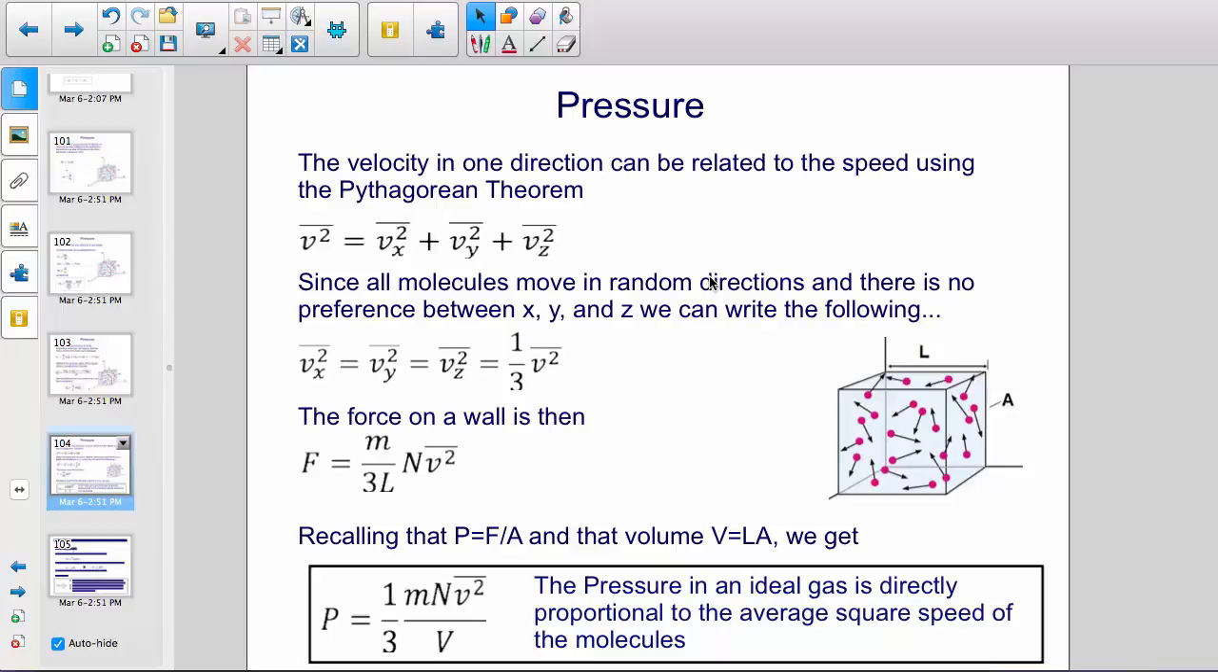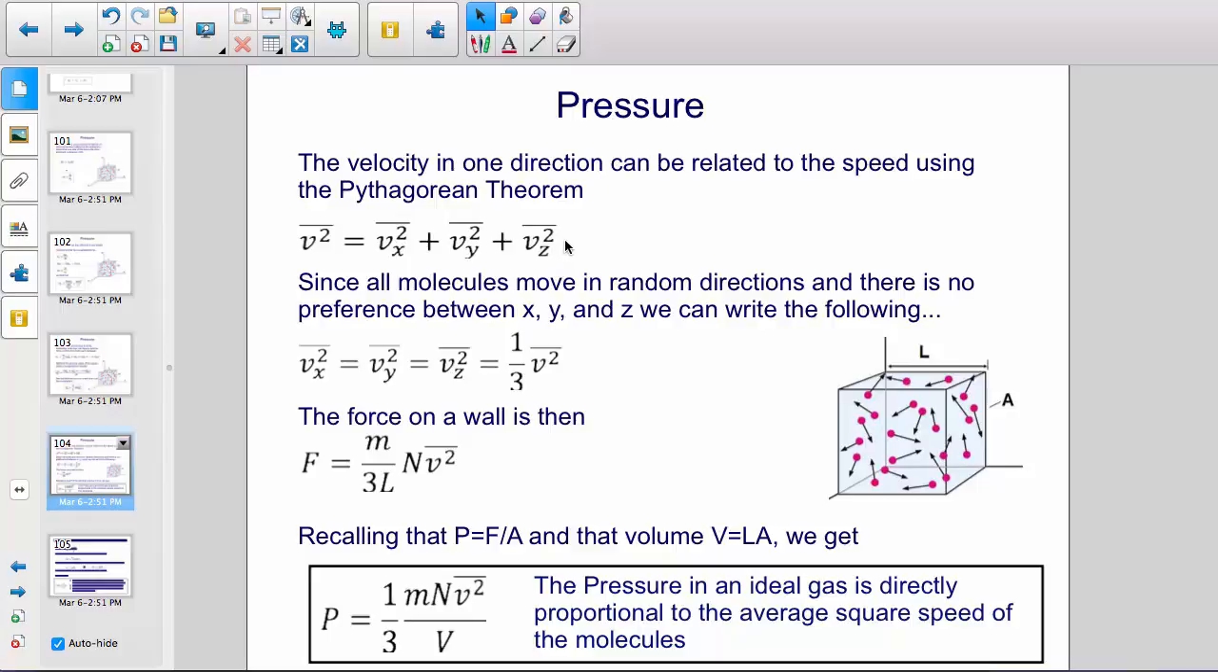The average square of the velocity in one direction can be related to the speed using the Pythagorean theorem, much like finding the length of the diagonal of a box. The mean square speed, over here on the left, is just equal to the sum of the squares of the velocity components: V x squared mean plus V y squared mean plus V z squared mean.